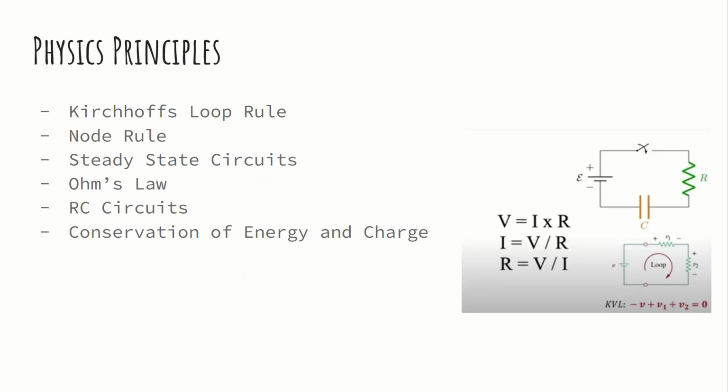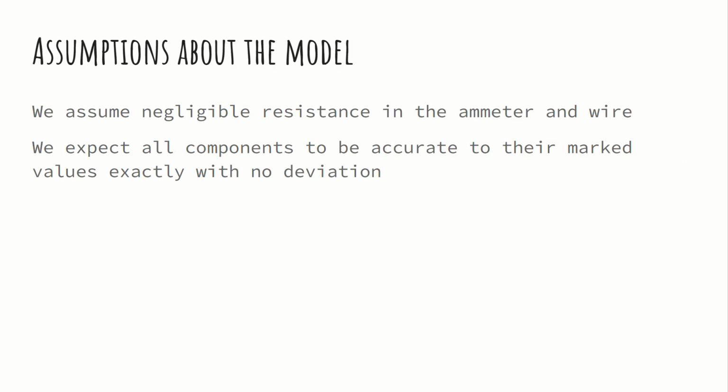As I already mentioned, there are the basic physics principles here. There's nothing too crazy going on. You can see the diagram here. It covers most of what the actual experiment is, as well as some of the formulas. Generally speaking, we're working with Ohm's law, the conservation of energy and charge, RC circuits as a concept, steady-state circuits, the node rule, and Kirchhoff's loop rules. All of this is important for this week's experiment.